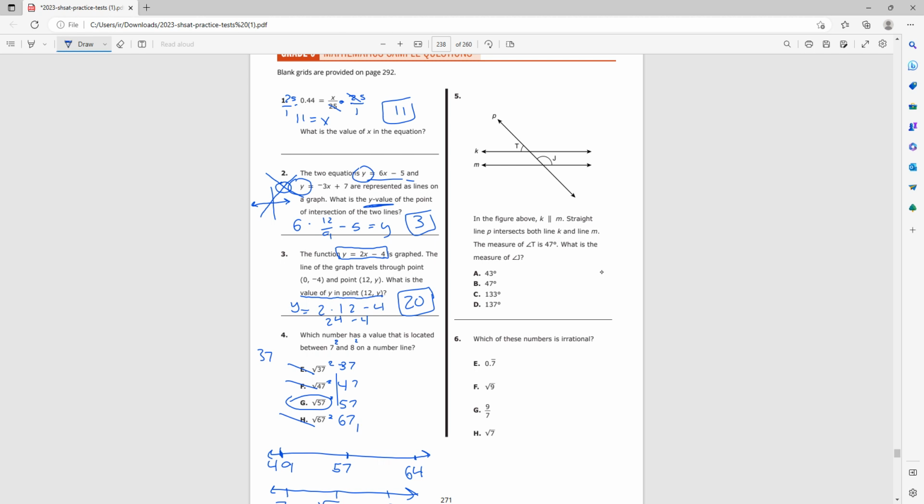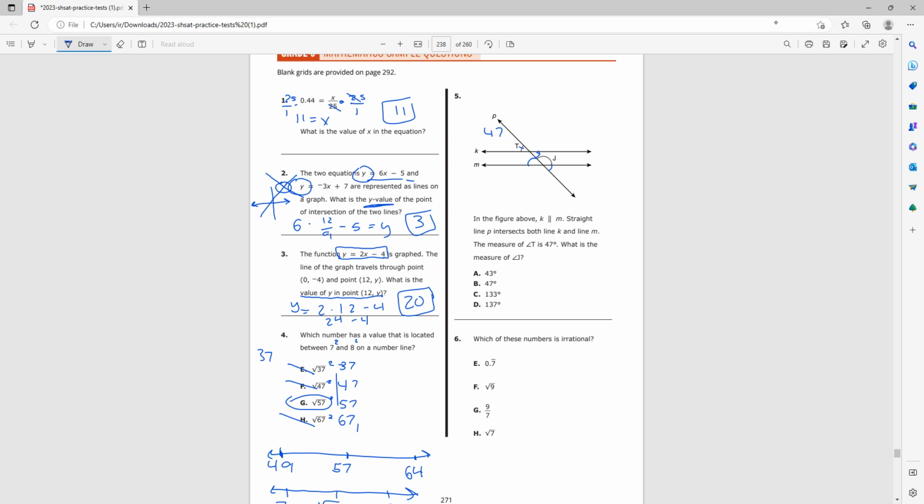Number 5 says, in the line above, line K is parallel to line M. Straight line P intersects both K and M, and the measure of angle T is 47. What is the measure of angle J? So if you look at it, you should notice these two lines are parallel, which means that this angle and this angle are the same. Sorry, let me rephrase that because that sounded a bit confusing.